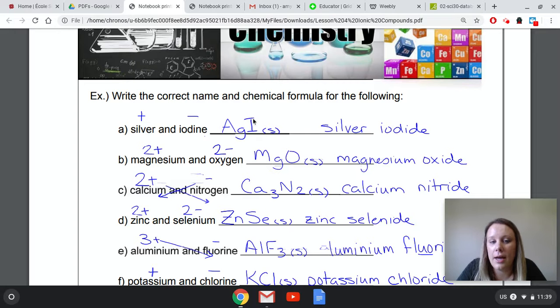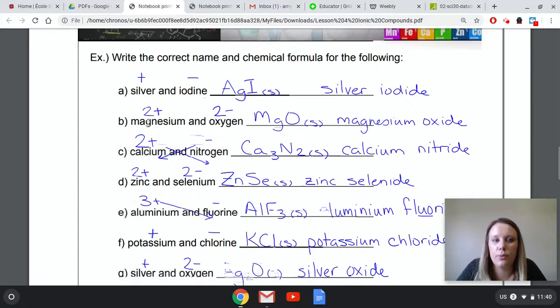And for now, we're putting a little subscript s in brackets, solid, behind all ionic compounds until we learn the next step. It's important to make sure that you've got your capitals and your lowercase correct because a lowercase g is very different than a capital G.